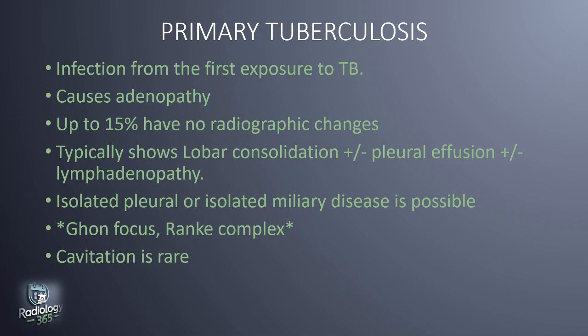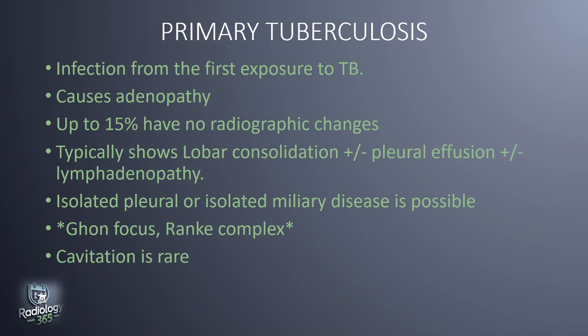Primary TB may also occur in any lobe at all. The other thing too is that primary TB can also present with isolated pleural disease. It can also have miliary disease, but these two presentations can also be present in post-primary TB.